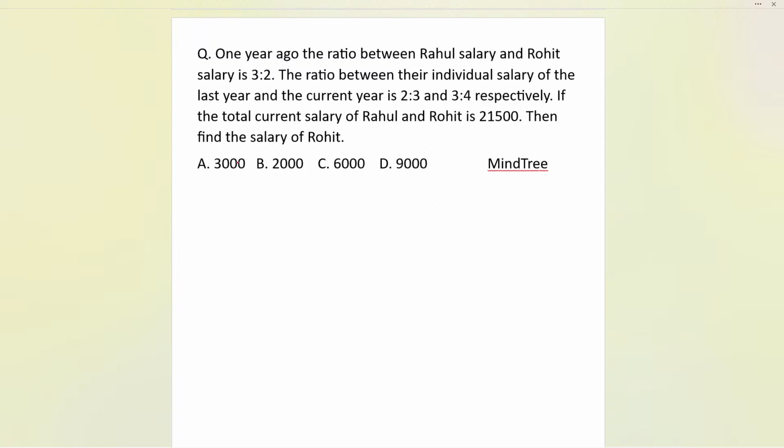You all tried your level best. I appreciate it. Now, let us see over here. We have 1 year ago. What happened? The ratio between Rahul's salary and Rohit's salary is 3:2 over here. So if I talk about 1 year ago, Rahul and Rohit have the salary ratio 3:2.